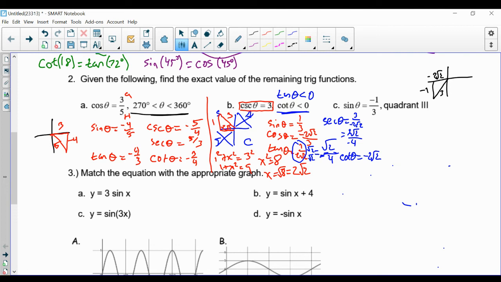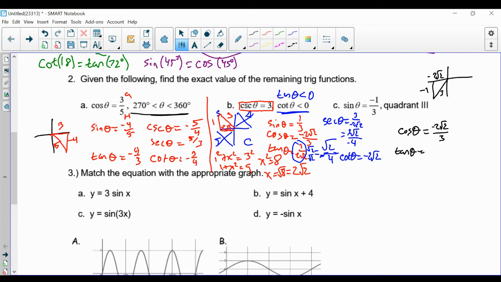Really nice thing in this case is all of my answers are going to be the exact same, except some will switch signs. So we already have sine. So then cosine, well, negative 2 root 2 over 3.